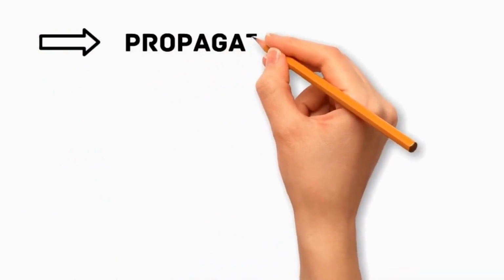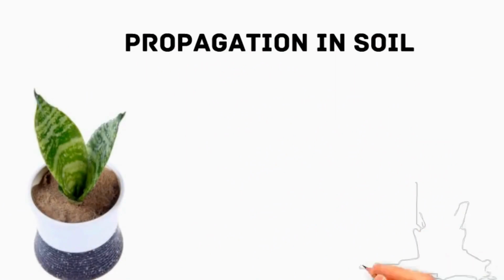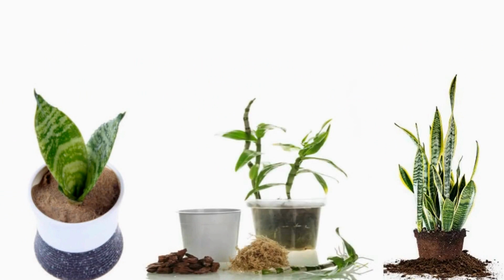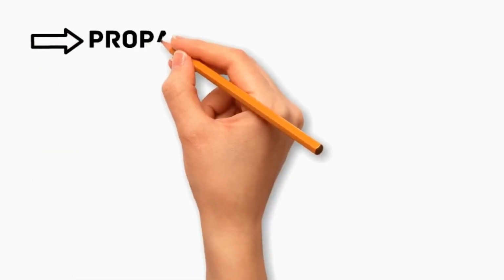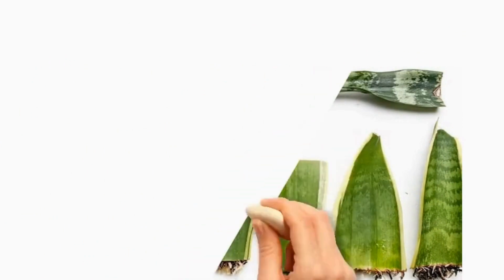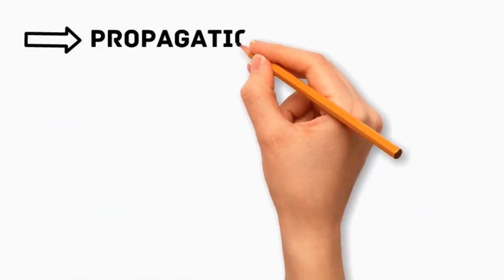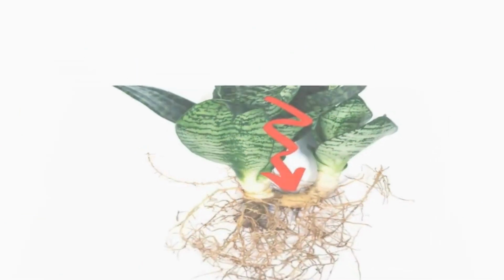Number 2, propagation in soil. To propagate a snake plant in soil, select a healthy leaf or leaf cuttings. Plant them in well-draining soil, burying them at the same depth as they were in the original plant. Number 3, propagation by division. Select a mature plant, separate healthy rhizomes with leaves, plant them in fresh soil, and provide care for their growth to establish new plants. Number 4, propagation by rhizome. Select a mature plant, separate healthy rhizomes with leaves, plant them in fresh soil, and provide care for their growth.